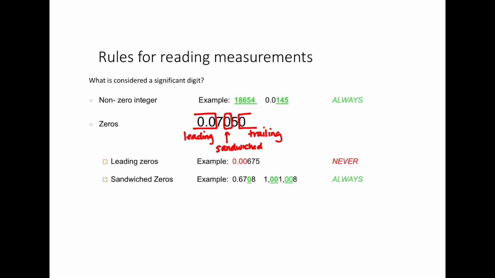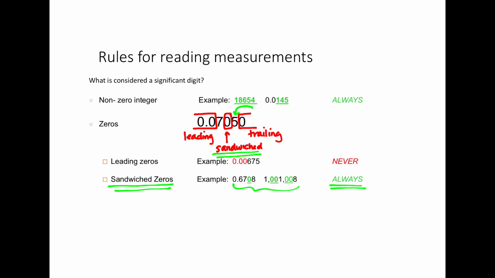Now let's talk about the sandwiched or captive zeros. Captive or sandwiched zeros are always between 2 non-zero numbers, and because they have a measured number after them, they themselves are going to be measured. And so sandwiched zeros are always significant figures.